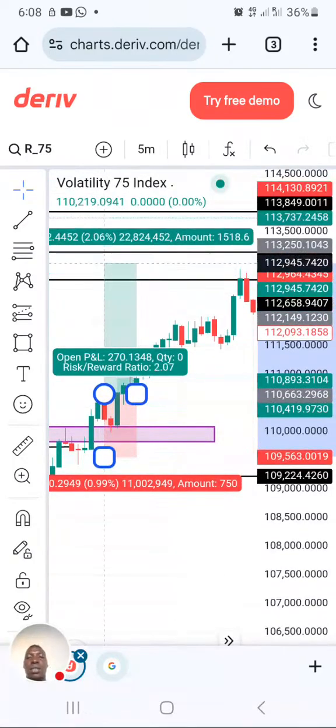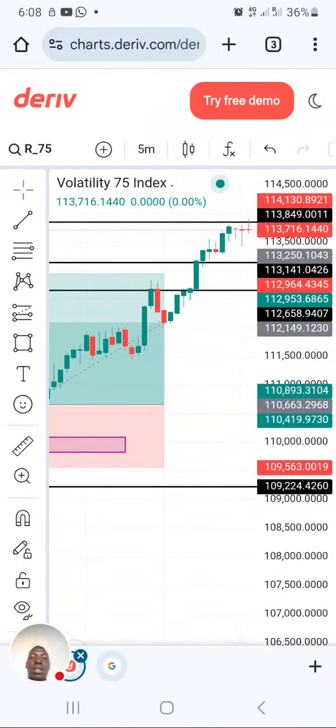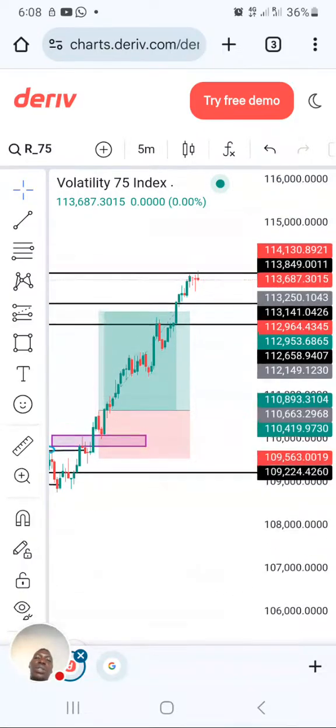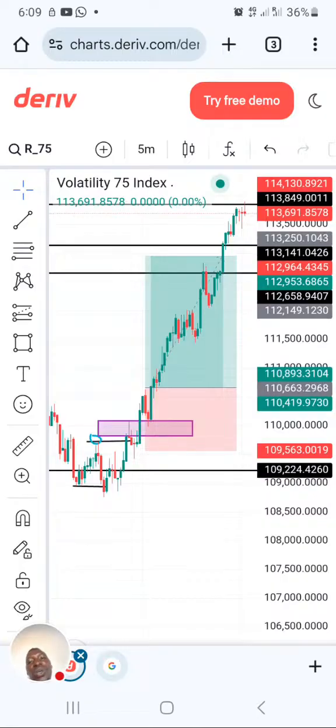You can see 1 to 2 is about, yeah, hit. It's already hit. Do you see? 1 to 2 is hit from the sell side. That is how you can trade. That is how easy it is to trade.